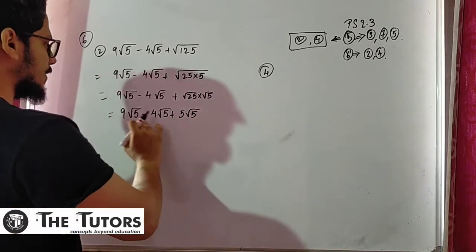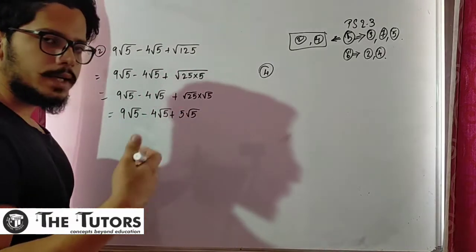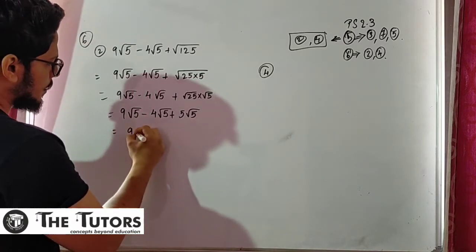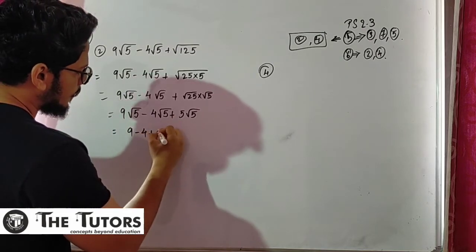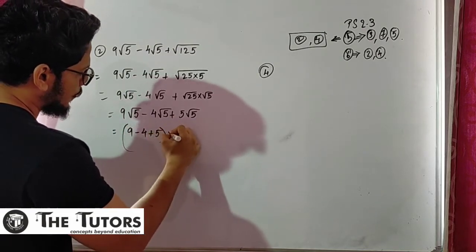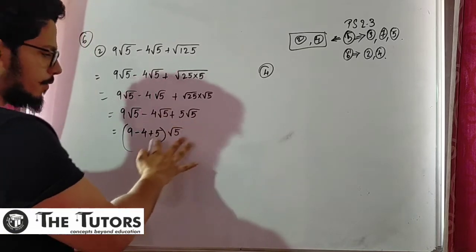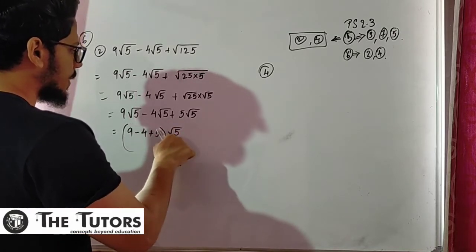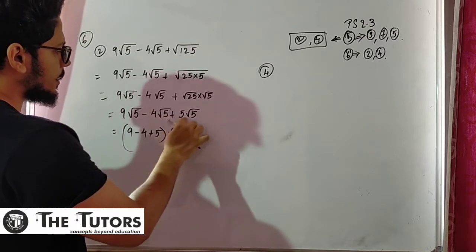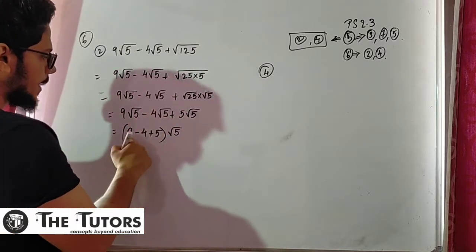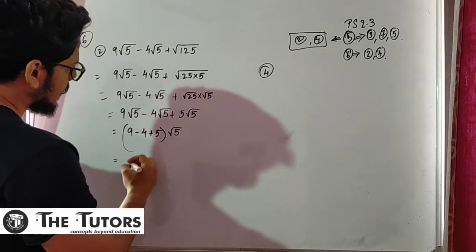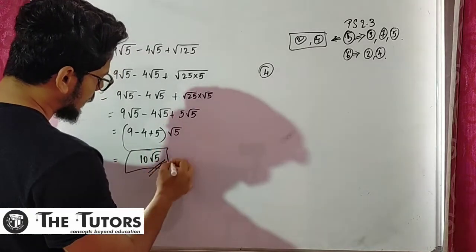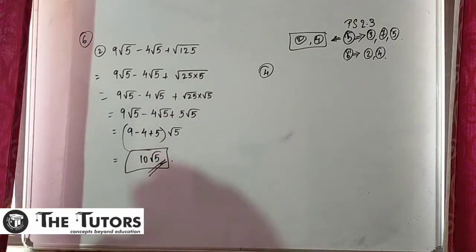Now if you see, यहाँ पे भी root 5 है, यहाँ पे भी root 5 है, यहाँ पे भी root 5. You can take root 5 common. 9 minus 4 plus 5 into root 5. If you see, 9 into root 5 gives us 9 root 5, minus 4 into root 5 gives us minus 4 root 5, plus 5 into root 5. So मैंने हर एक में से root 5 common ले लिया. 9 minus 4 is how much? 5. 5 plus 5 is 10. You get the answer as 10 root 5. Sorry.